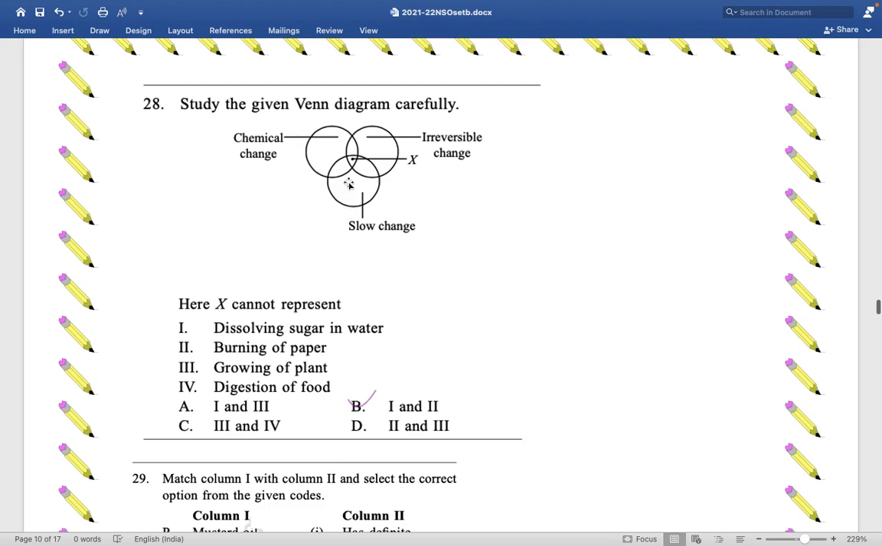Dissolving of sugar in water is a physical change and burning of paper is a fast change. So B is the correct answer.